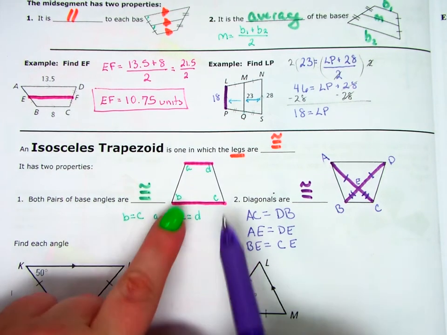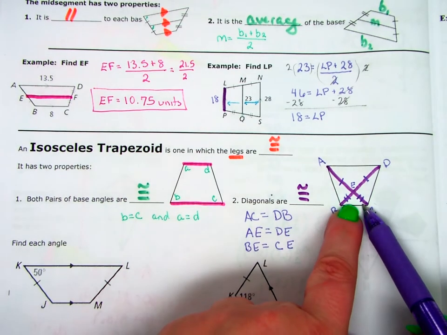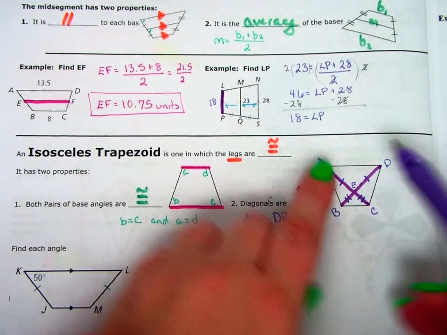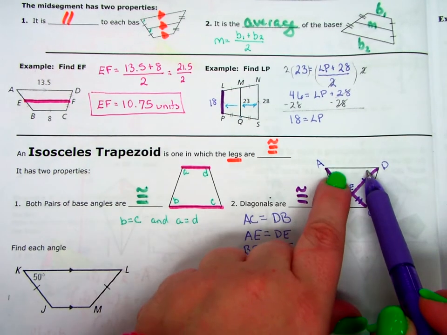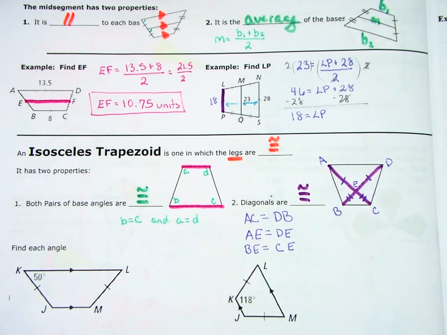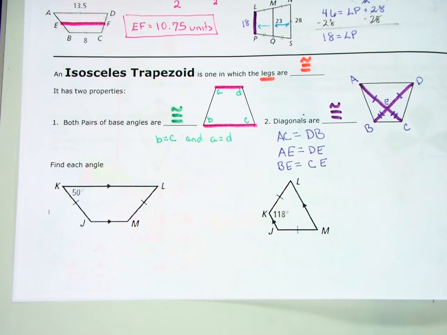And then, since my base angles are equal, they're divided equally here too. So these two inside angles are equal to each other, and then these two on the other side of the diagonals are equal to each other. And then the same thing up here. These two are equal to each other, and these two are equal to each other. Lots of equal things in an isosceles trapezoid. All right, so find each angle.